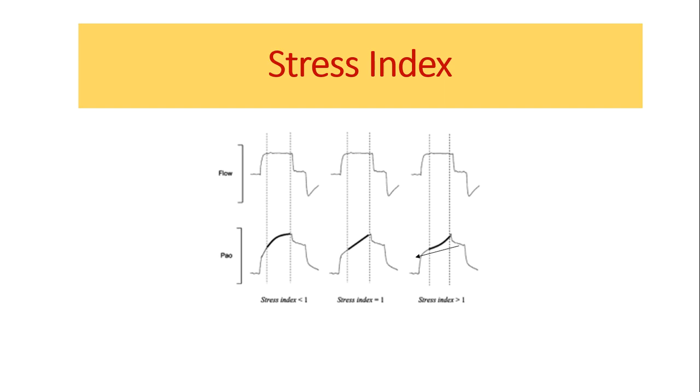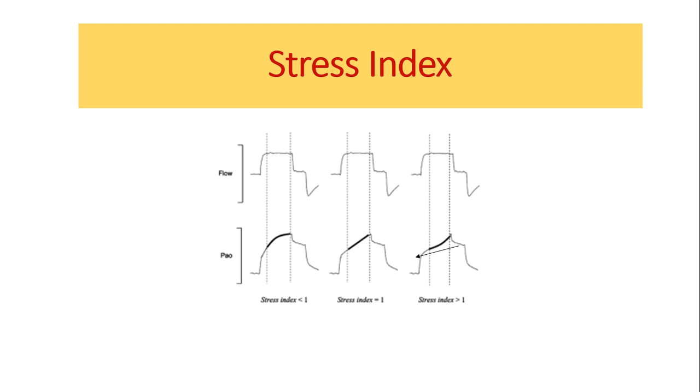Let's talk about the graph right in the middle. The stress index, where it's a straight slope upwards to the peak inspiratory pressure. If there is a uniform slope, then the stress index is considered to be 1. If there is an upward curvature or a concavity downwards, as you see in the first one, the stress index is considered to be less than 1. This is suggestive of recruitability or overdistension.